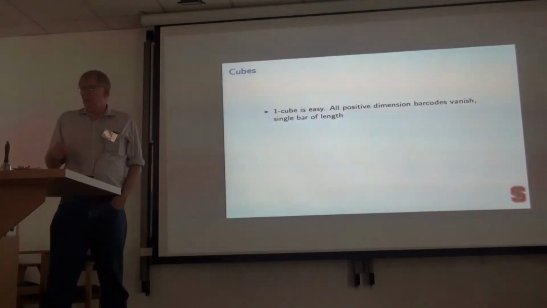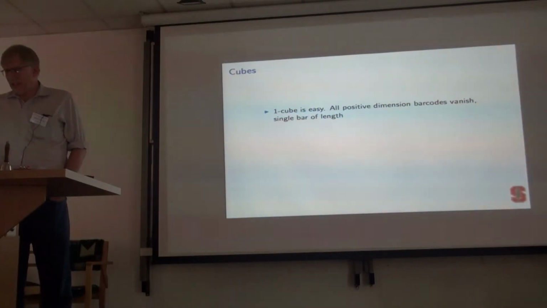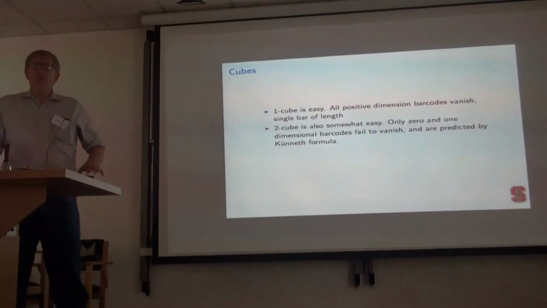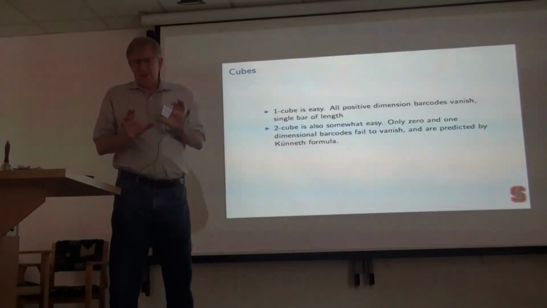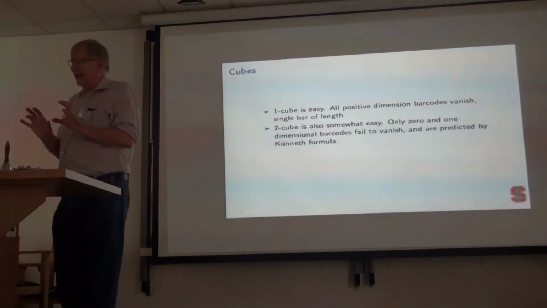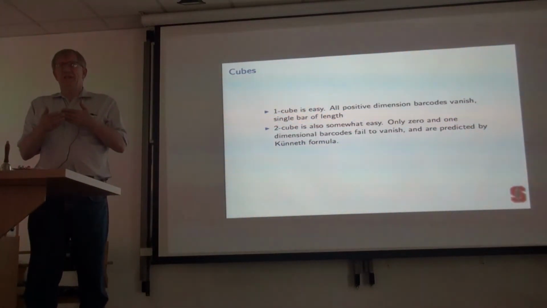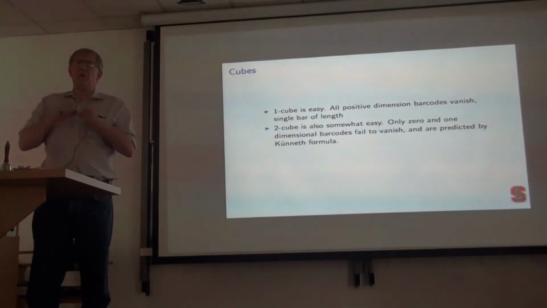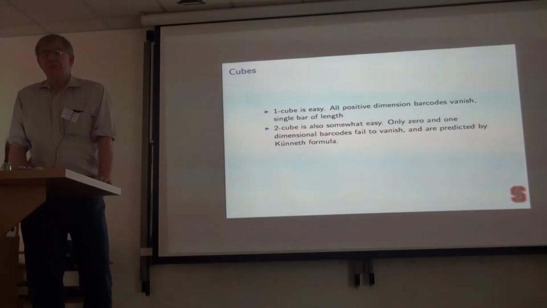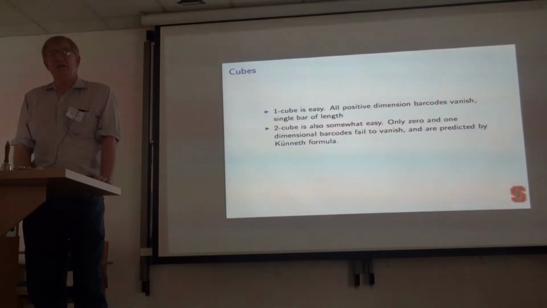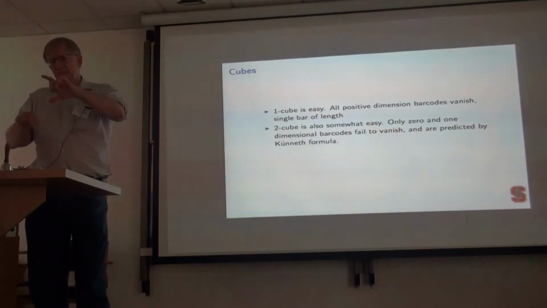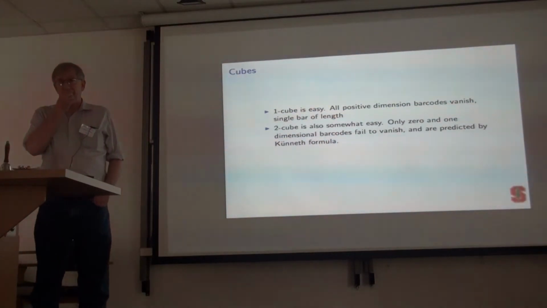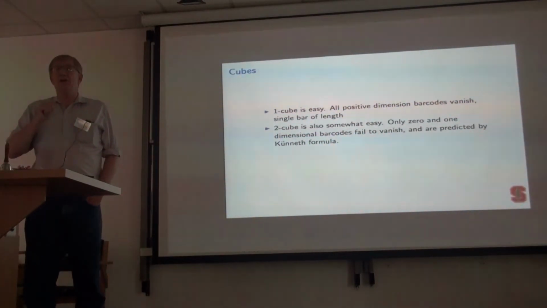Well, the 1 cube is easy, all positive dimension barcodes vanish. So let's see, the 2 cube, when you compute I cross I, what you find is this. Of course, at filtration less than 1, you've got 4 points. At filtration between 1 and 2, you have the boundary of a box, so it's the boundary of a square. And then that gets filled in when I go to filtration 2.